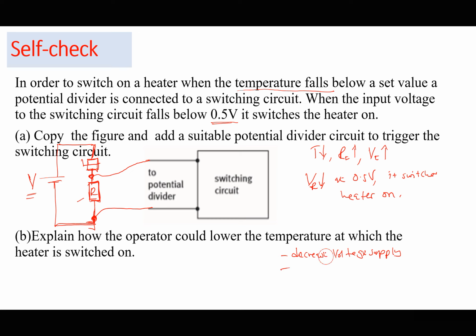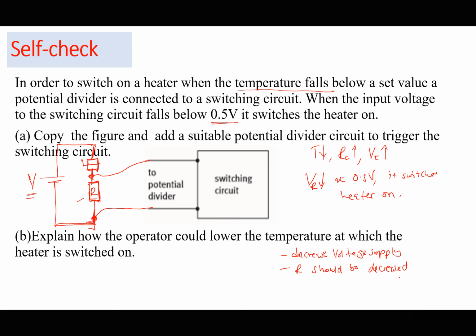Number two, you could use R should be small. R should be decreased. Because if R is small, it means the potential would easily become smaller in a very short period of time, before the temperature is big enough.